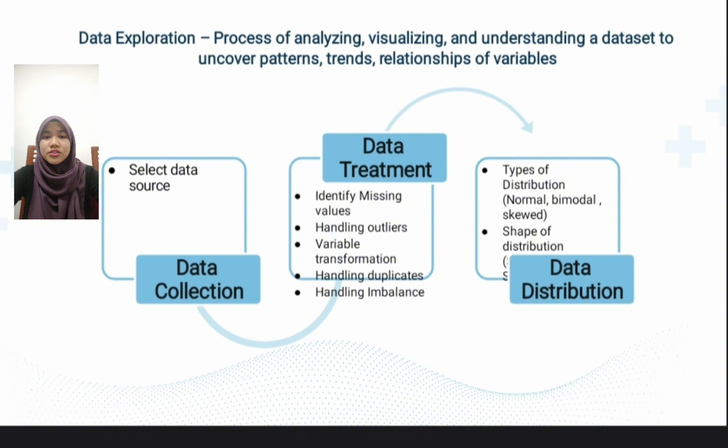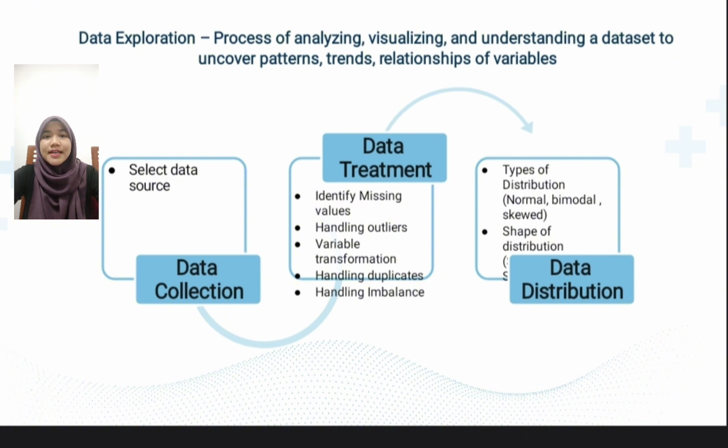So next is data treatment, also known as data pre-processing. When we have the raw data, the dataset needs to undergo several treatments in order to prevent errors or wrong predictions of the target variable. Some common steps in pre-processing are identifying missing values, handling outliers, duplicates, transforming the variables, and handling the imbalance. In our dataset, we found no missing values or duplicates in each variable, but we performed normalization of variables using the min-max method. The scaling method is used to ensure all the variables have the same scale, which makes it easier for the model to interpret.